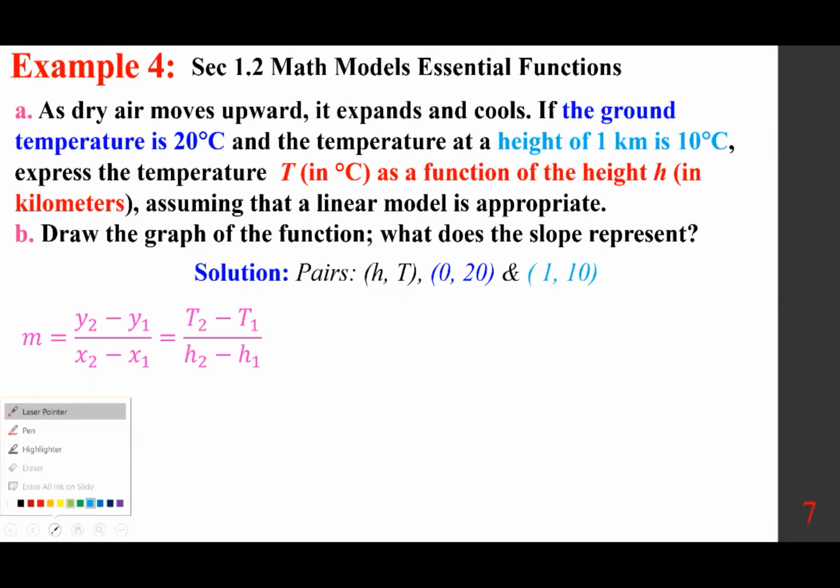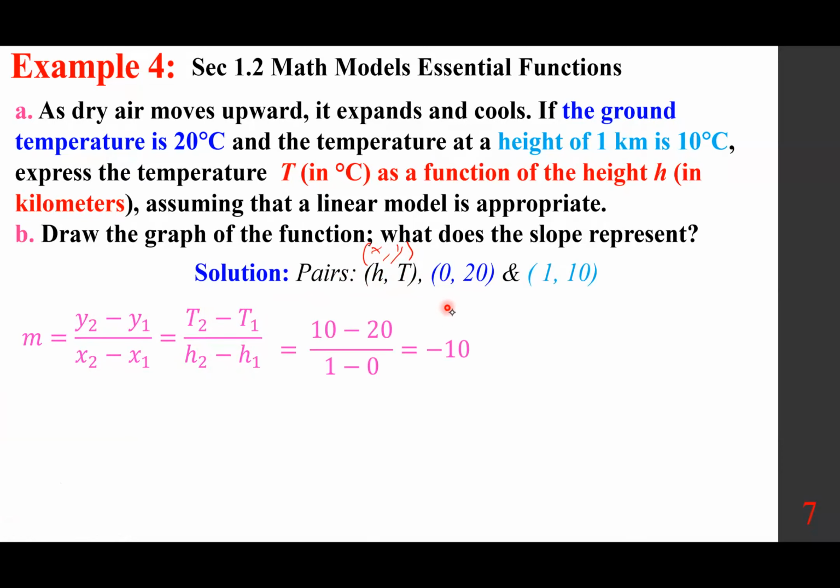So what I like to do, just to make sure we can handle this, I'm going to write x at top of h, y at top of t, and then you can see that y sub 2 minus y sub 1 becomes t sub 2 minus t sub 1, and x sub 2 minus x sub 1 becomes h sub 2 minus h sub 1. I'm just going with different variables, so we don't mix up. And so we can calculate the slope by writing 10 minus 20 over 1 minus 0, and that gives us negative 10.